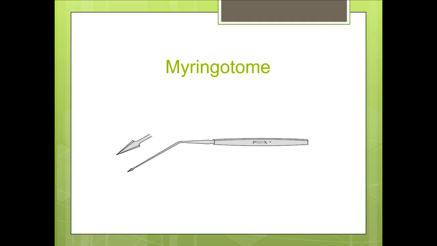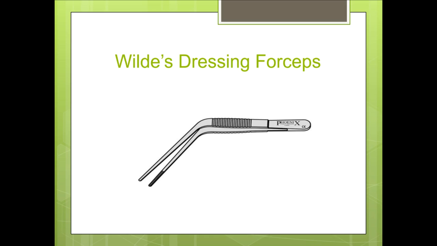Mastoid gouges we are not using these days. We will use the microdrill. This is the myringotome. To make the incision over the tympanic membrane in case of ASOM and NSOM, we will use this instrument, that is the myringotome.